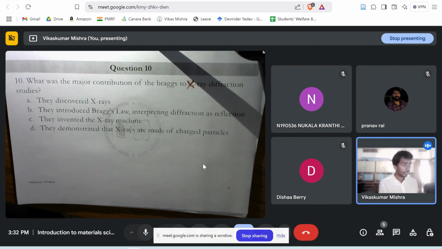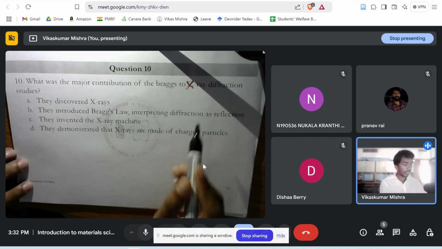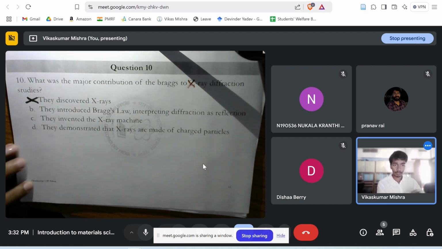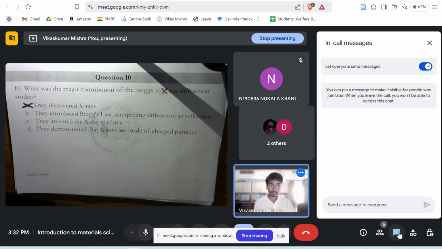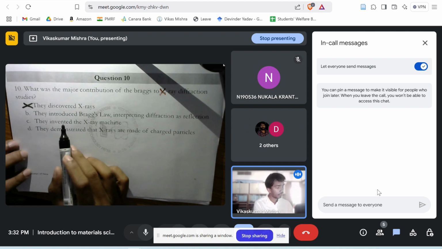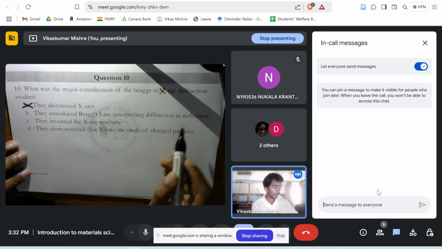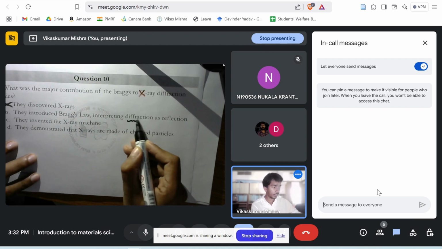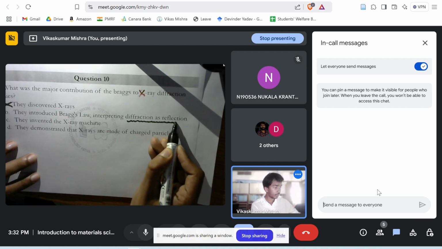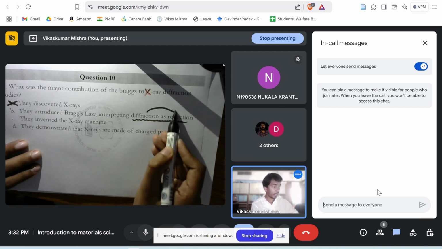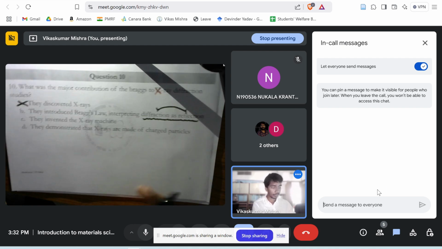So, what are the major contributions of the Braggs to the X-ray diffraction studies? So they discovered the X-ray? No, that was not part of what they did. Now they introduced Bragg's law and interpreting diffraction as a reflection. That is something we discussed at the start of this discussion. They termed diffraction as a reflection, and this is very important.